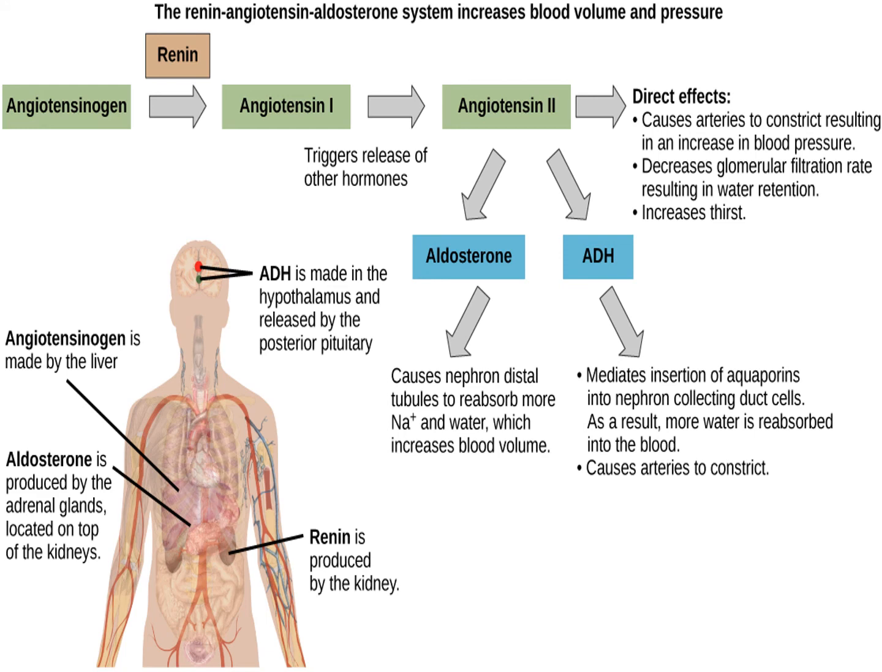Angiotensin causing the release of renin, causing the conversion of angiotensinogen 1 to angiotensin 2. Angiotensin 2 causes the release of aldosterone, and aldosterone causes nephron distal tubules to reabsorb more sodium and water, which increases the blood volume.